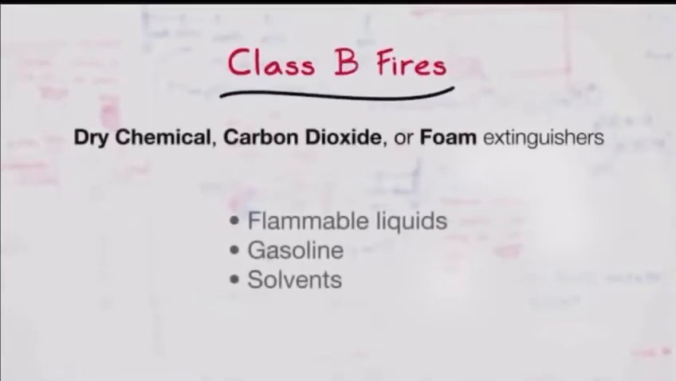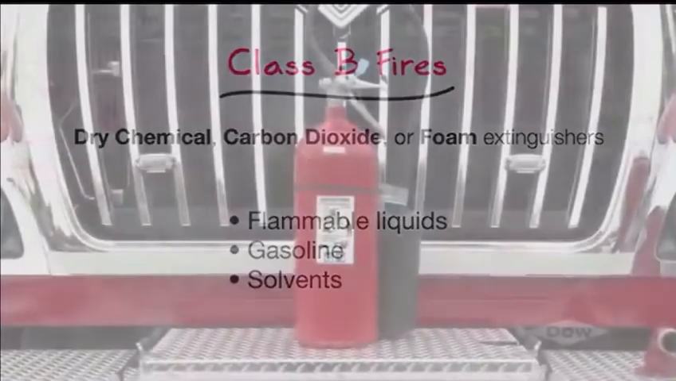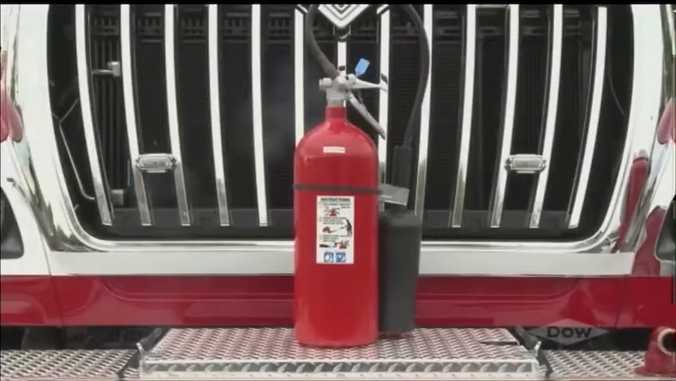Flammable liquids like gasoline and solvents create Class B fires. They need a different type of fire extinguisher. Dry chemical, carbon dioxide, or foam fire extinguishers are commonly available and work well on this class of fire. This style extinguisher works by blanketing the fuel and interrupting the chemical chain reaction at the fuel surface.